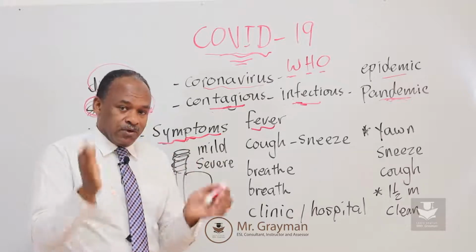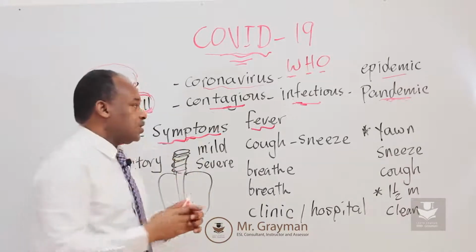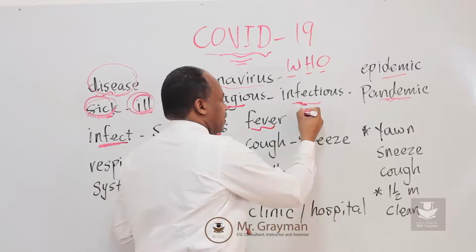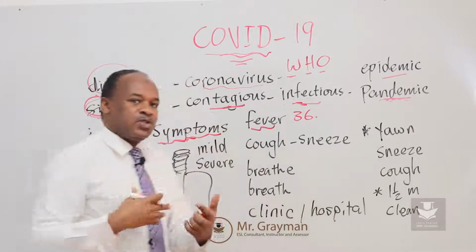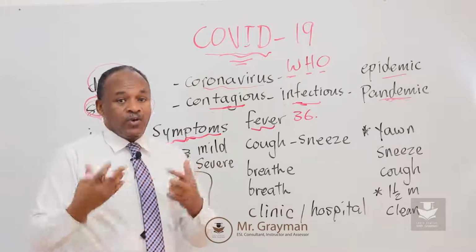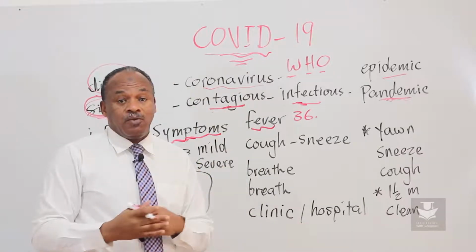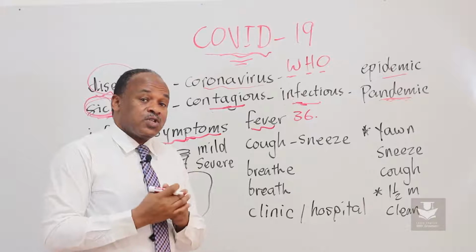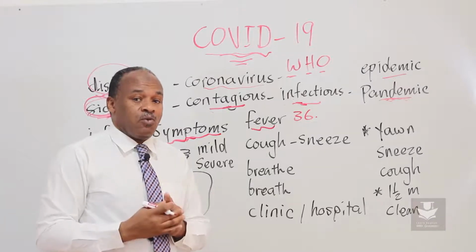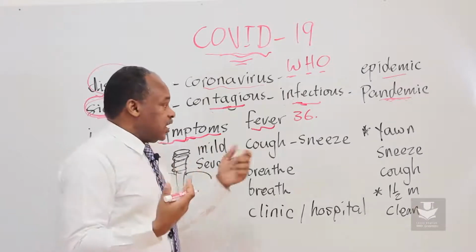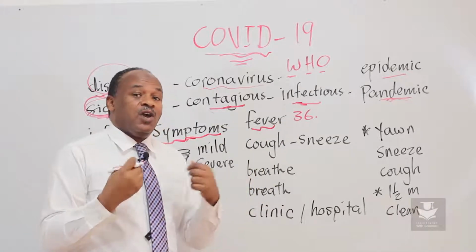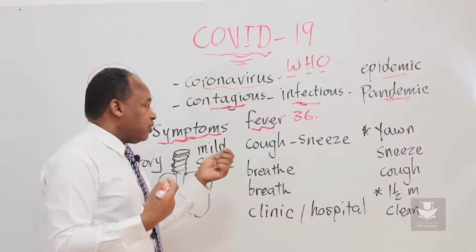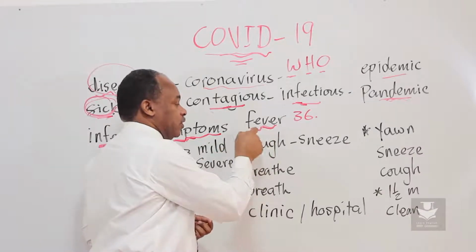The normal temperature of all human beings is 36, 36.1, 36.2, 36.3. Yesterday I checked my temperature. It was 36.4, and that was normal. But if it exceeded that, it becomes 37, 38, then you have high temperature. That's what we call fever.